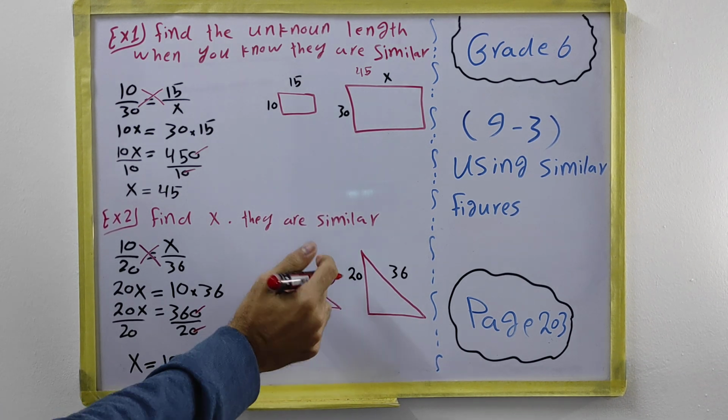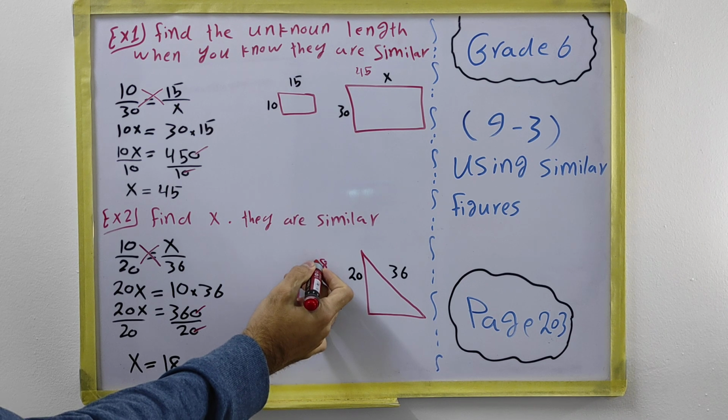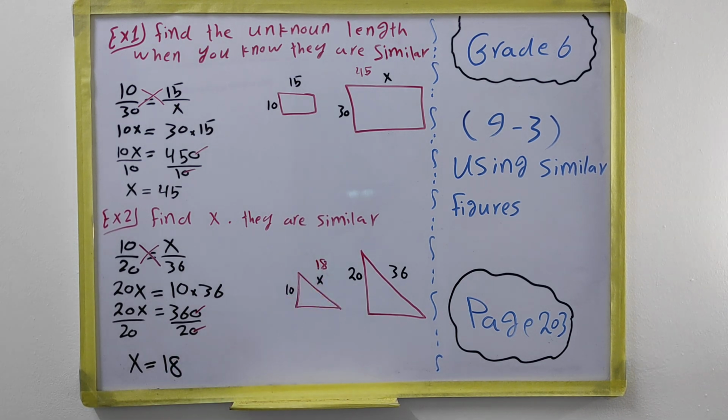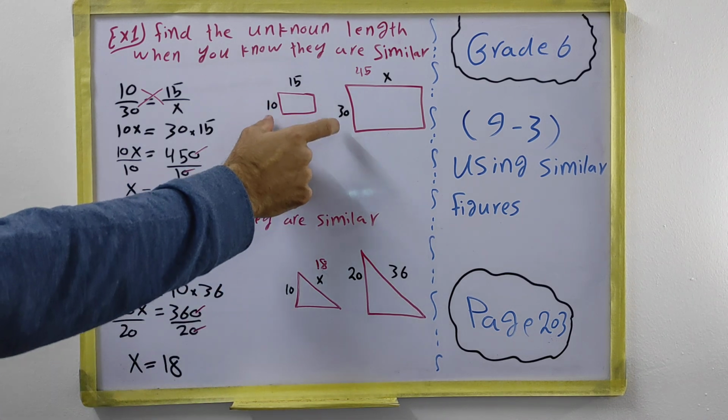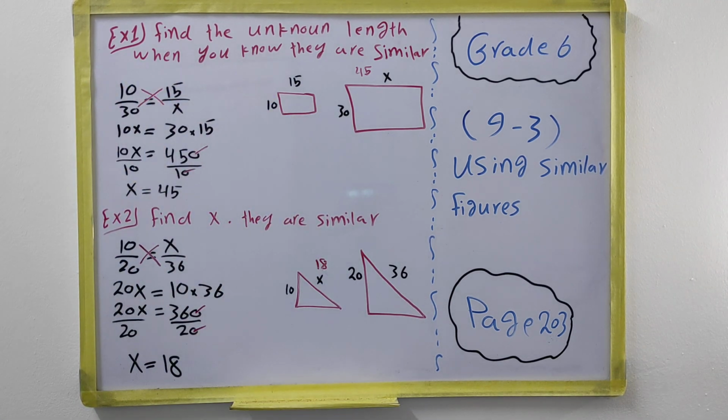Now from that we learned that if we have two similar shapes and there is an unknown side, we can find out how much it is by using the corresponding sides of the similar figures.